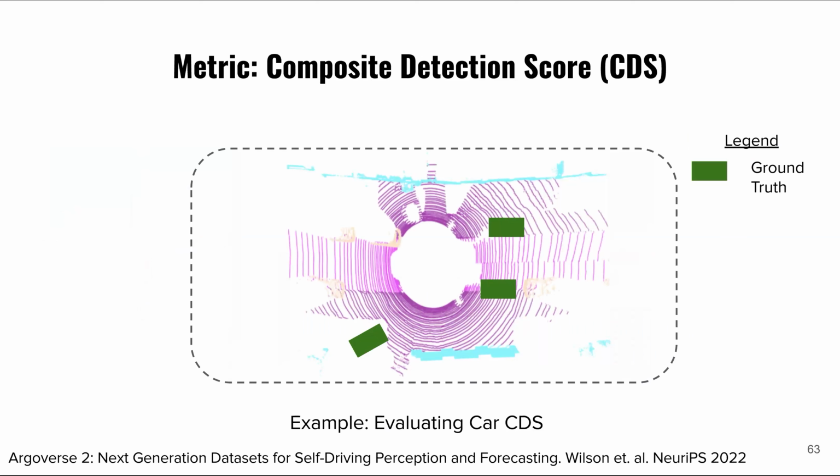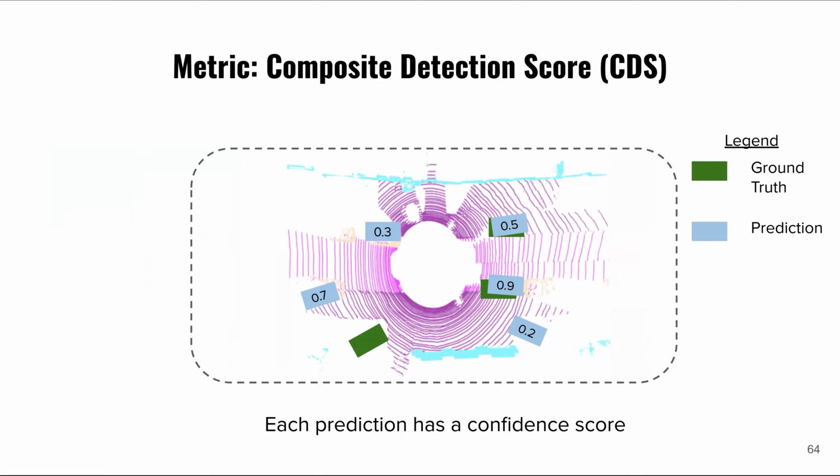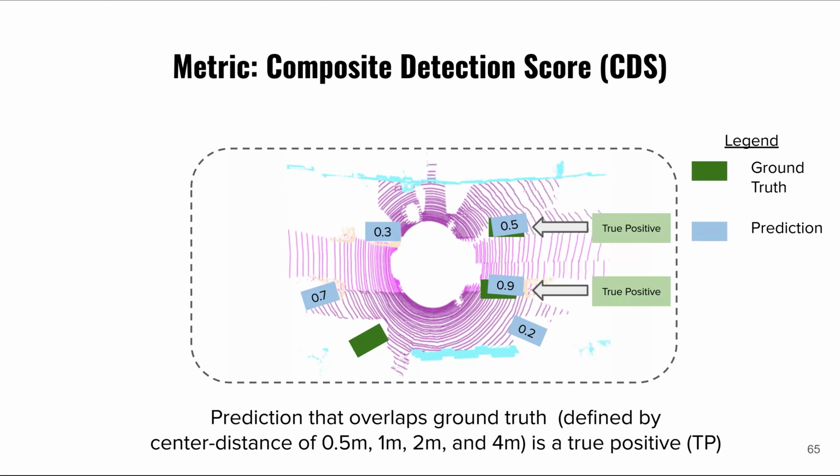The primary metric which we score methods on is composite detection score, or CDS. I'll explain this metric with a small example. Let's go through the example of evaluating car CDS. Here in green, we have ground truth boxes, and in blue, we have predictions. Each prediction has a confidence score. We define predictions that have an overlap with the ground truth using center distance. We call these true positives.